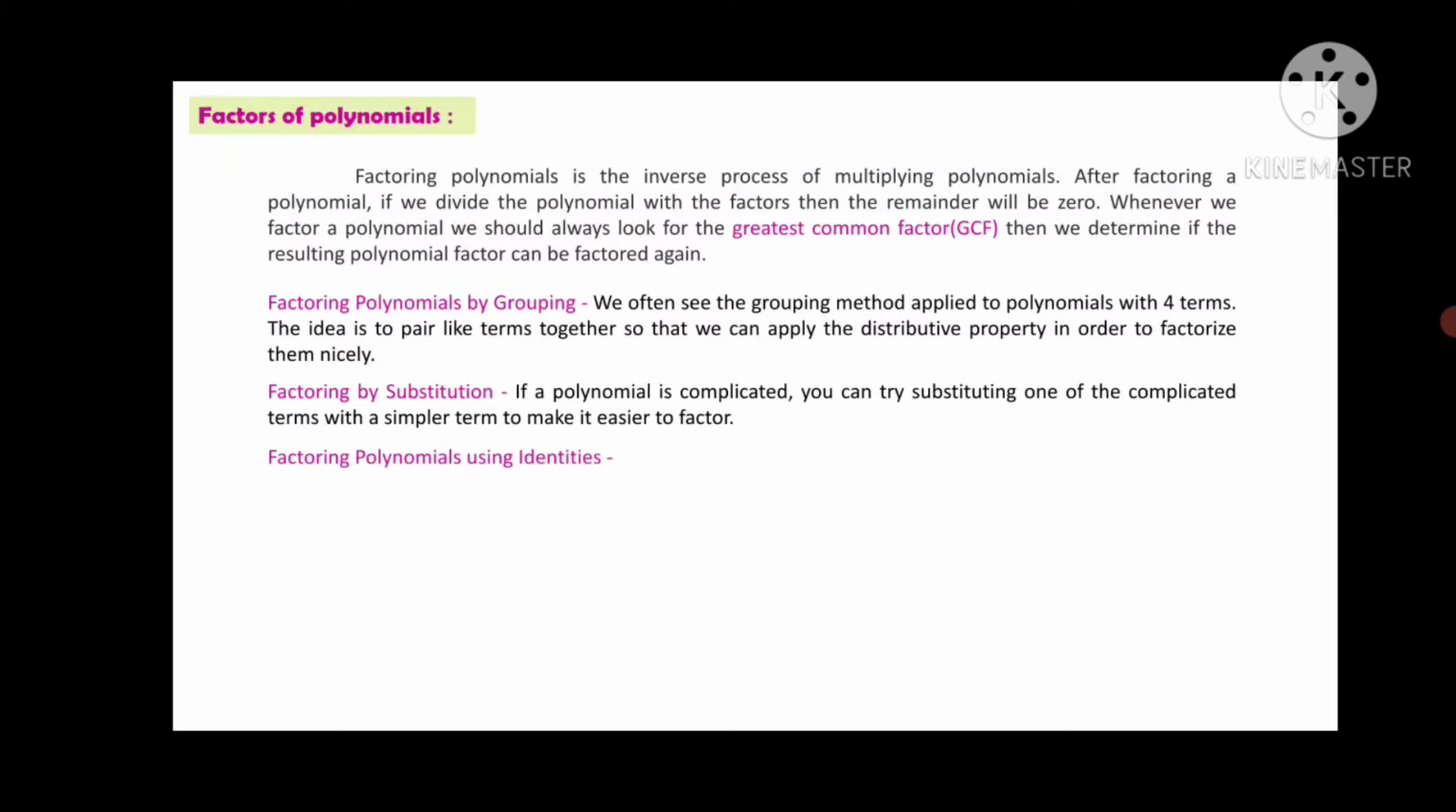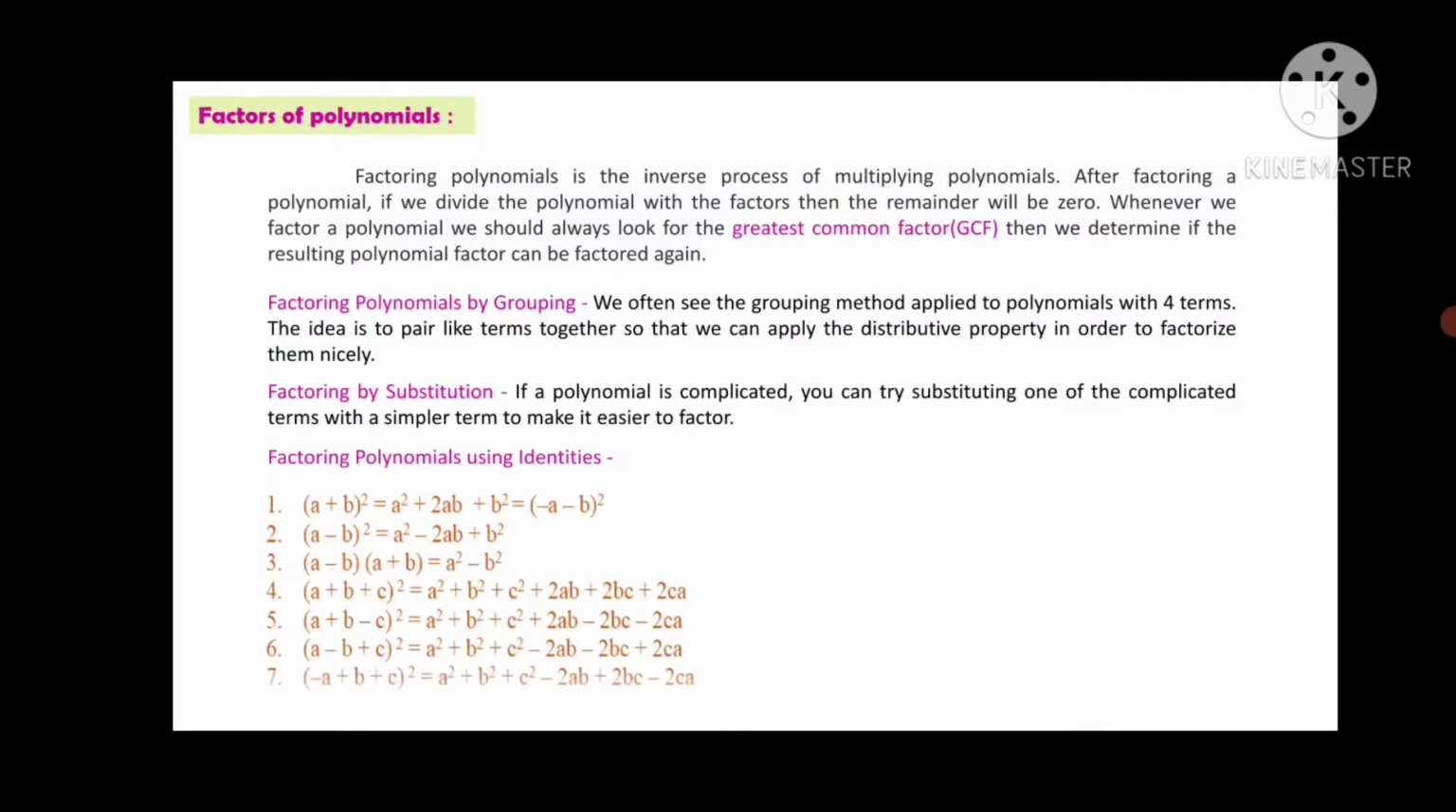Factoring polynomials using identities. You can see here (a plus b) whole squared is equal to a square plus 2ab plus b square, which could also be written as (minus a minus b) whole squared. Secondly, (a minus b) whole squared is equal to a square minus 2ab plus b square. Third is (a minus b)(a plus b), that is a square minus b square. (a plus b plus c) whole squared will be a square plus b square plus c square plus 2ab plus 2bc plus 2ca.